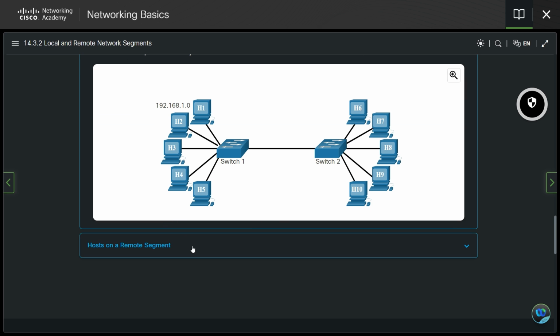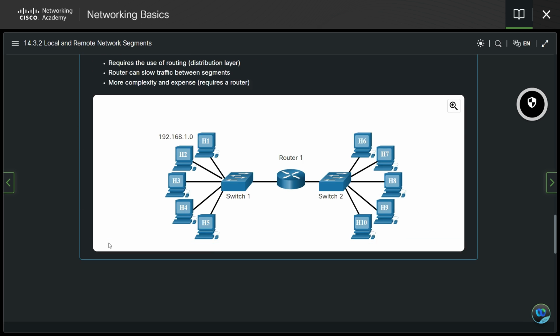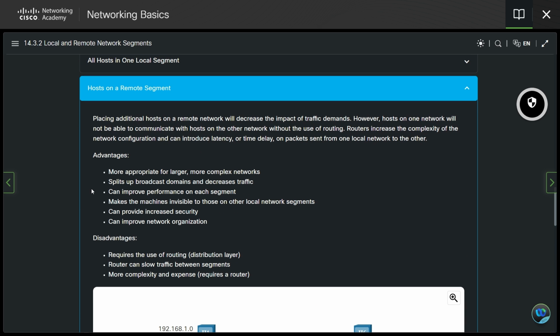And the next step is hosts on a remote segment. Placing additional hosts on a remote network will decrease the impact of traffic demand. However, hosts on one network will not be able to communicate with hosts on the other networks without the use of routing. Routers increase the complexity of the network configuration and can introduce latency, or time delay, on packets sent from one local network to the other.